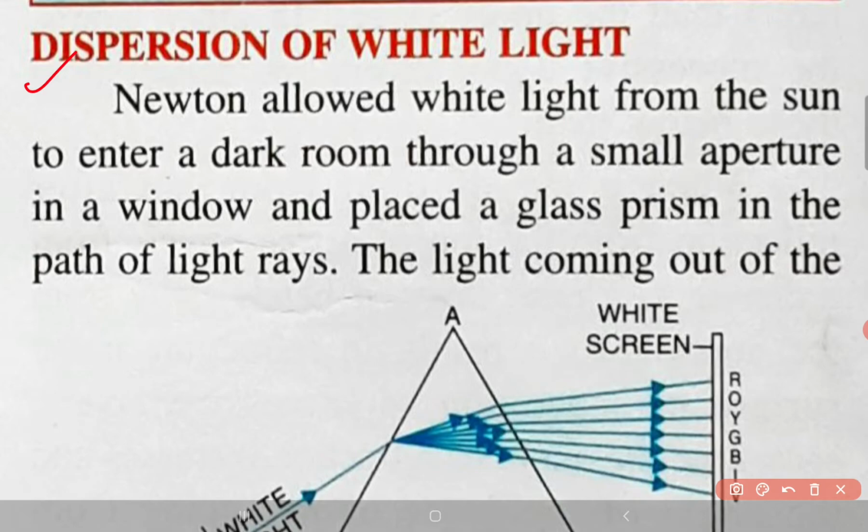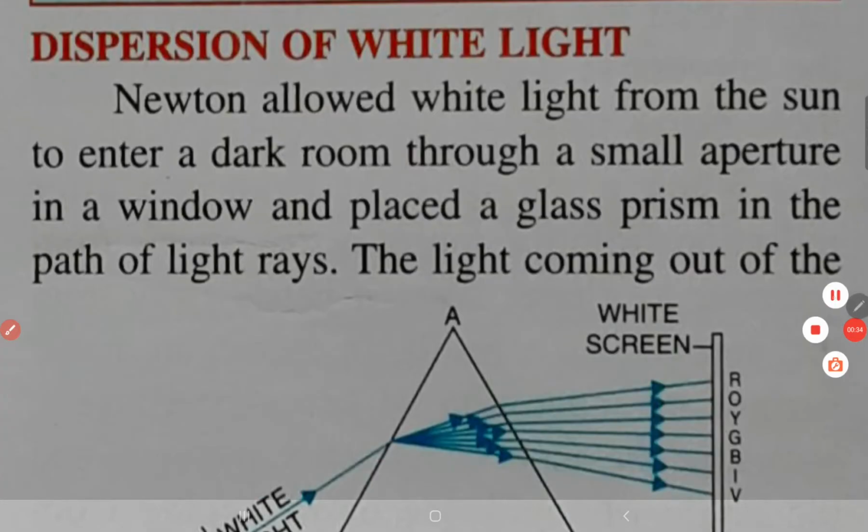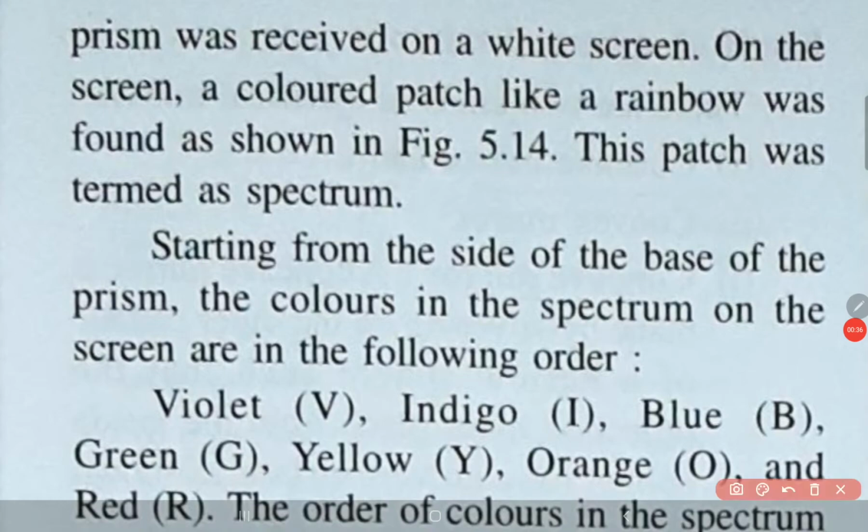In the previous video you must have watched that a green colored light was used, but instead, in a dark room, suppose I could have used a white light. The white light means a light coming out from the bulb, sun, etc. The light coming out of the prism was received on a white screen. The screen can be on your wall, any paper, etc.